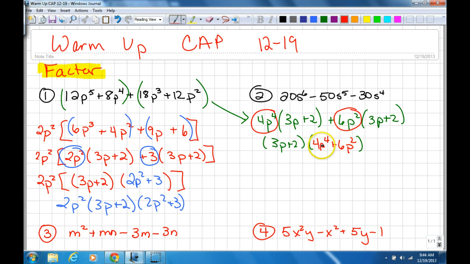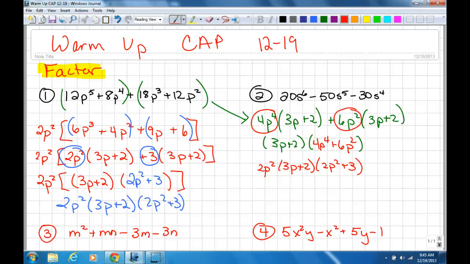Now the problem with the red polynomial here is that you can still break that down. What can I take out of that one? I can take out a 2p squared. And if I do that, I am left with 2p squared plus 3. It's the same answer. Just a different way of going about it. I like that one better. Yep, you can do it either way. That's fine with me.